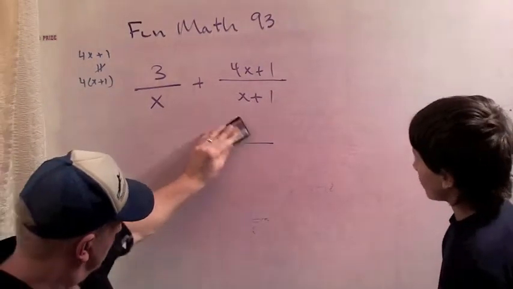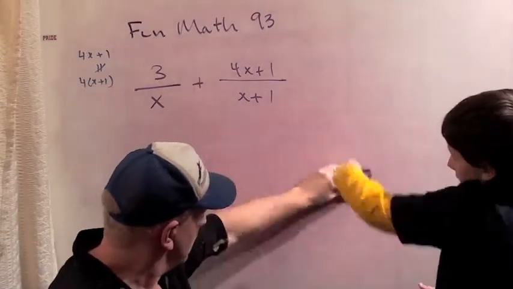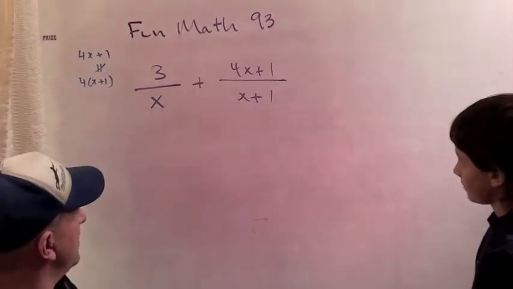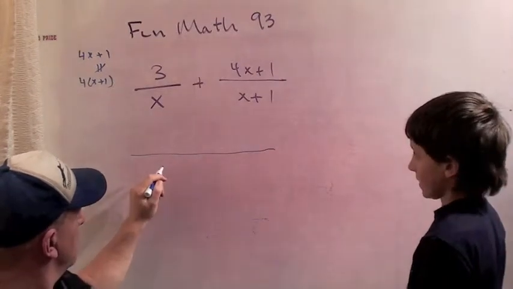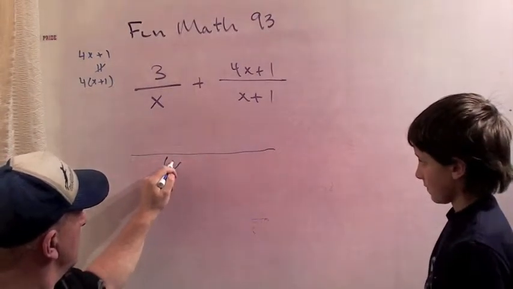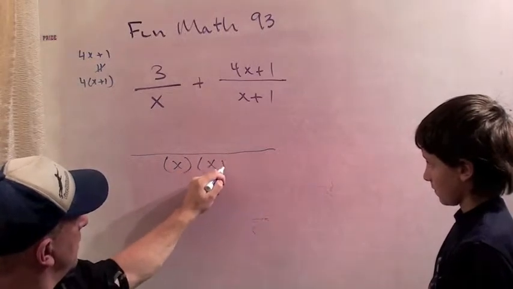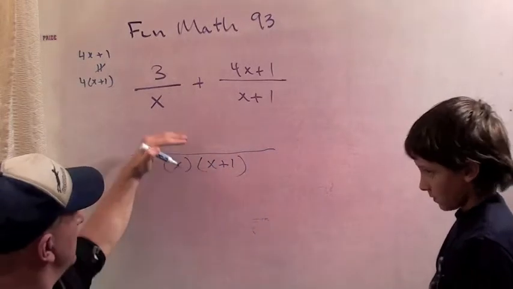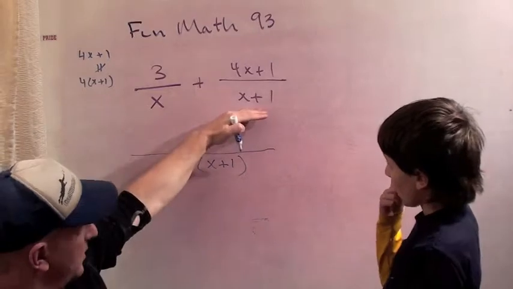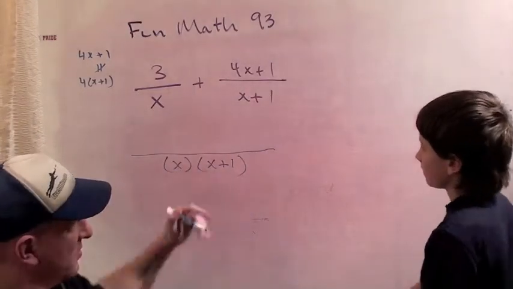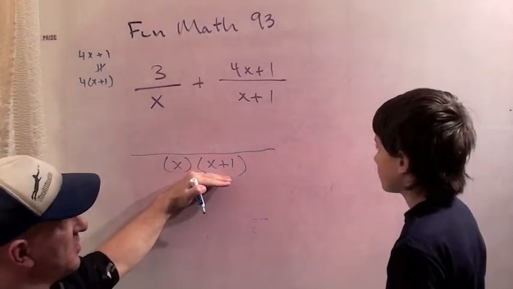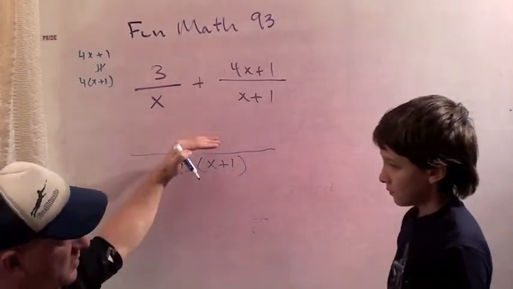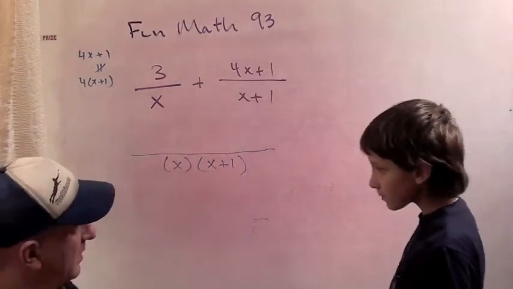So we'll get a common denominator. What's the common denominator going to be? It's going to be x squared plus x. Just leave it like that. You need the denominator from here, you need the denominator from here. So it's x times x plus 1. In this case that's very easy to multiply out, but in other cases it's not so easy, so it's okay to just leave it like that.